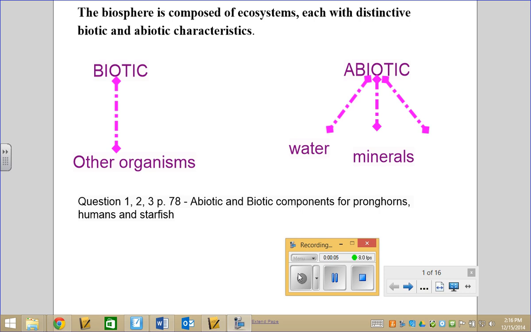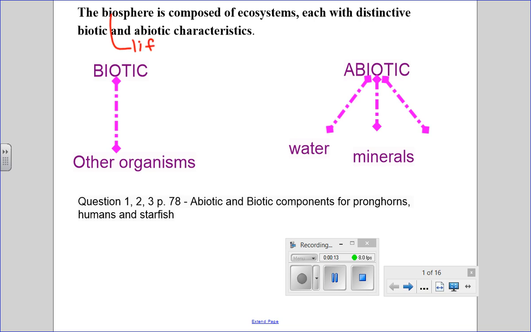So we're still talking about the biosphere. I'm just going to remind you what the biosphere is. The biosphere is all of the place around the surface of the earth and in the water where life can exist.